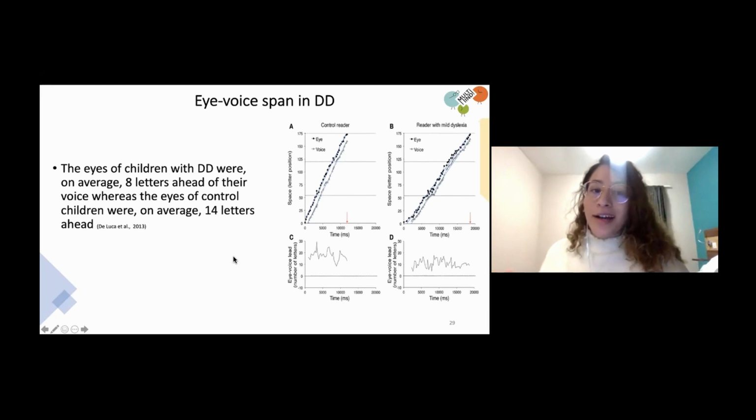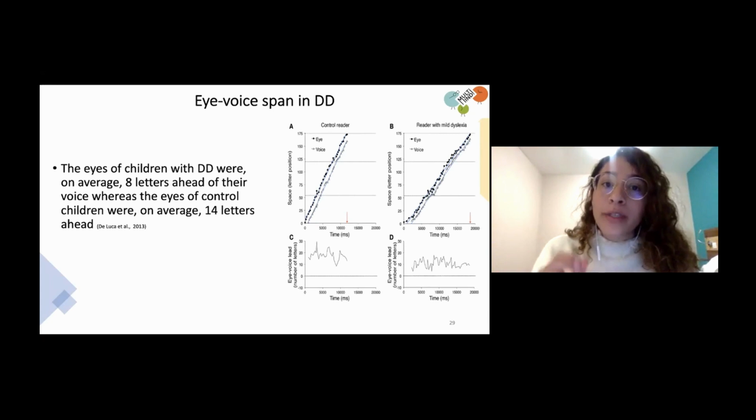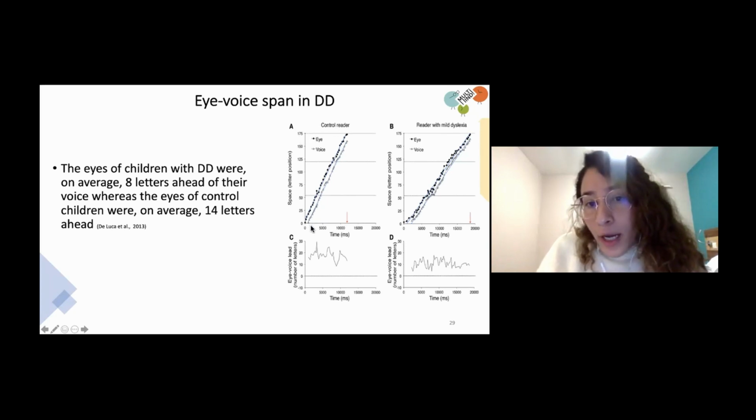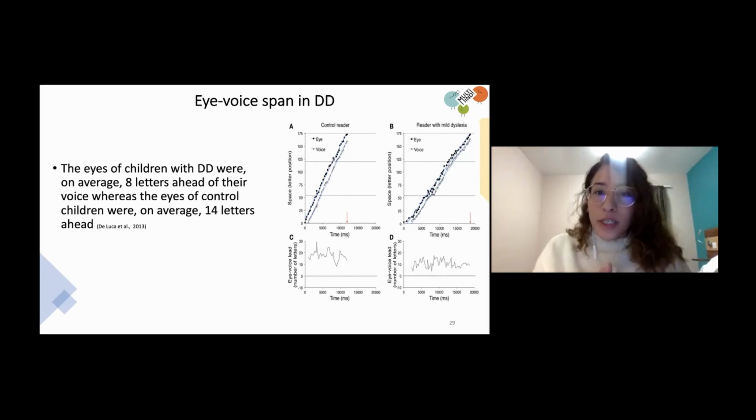So what is the eye voice span like in individuals with dyslexia? Research has found that individuals with dyslexia seem to have a narrower eye voice span compared to typical individuals. That is, when they scan upcoming letters, they scan a much smaller number of letters compared to individuals with typical language. And we can see in this graph, in graph A for a control reader, that the eyes are usually ahead of the voice by a constant space of time. If we look at B, we can see that in individuals with dyslexia, the eyes are much closer to the voice. So they're not able to look further ahead from the fixation point during reading.